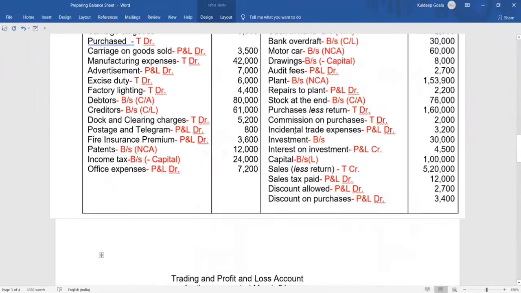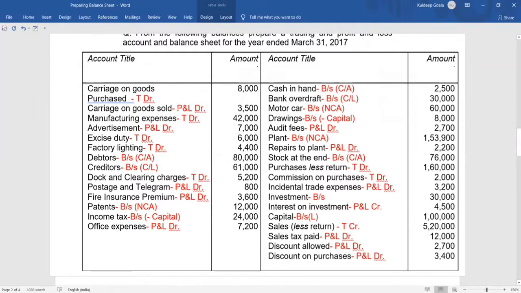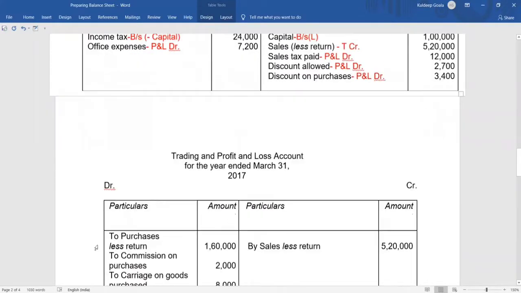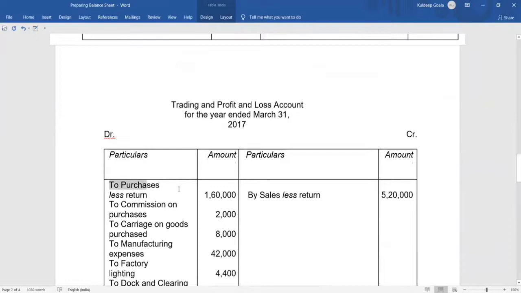So let's start. First of all, we'll start with opening stock. You will just search whether opening stock is there or not. No, it is not there. So the next item is purchases. Purchases less return is given here. It is 1,60,000. So it will come on the debit side as purchases less return 1,60,000.